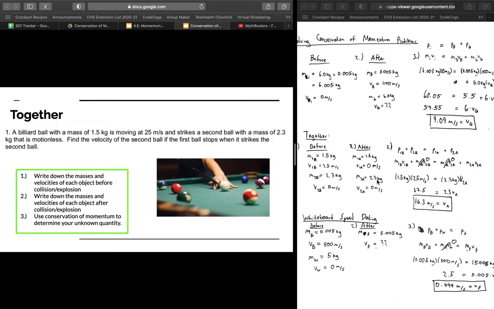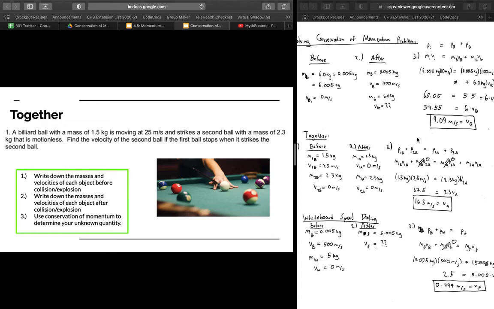Next, we have m2a equals 2.3 kilograms, and v2a equals 0 meters per second. So our second ball's mass after the collision is 2.3 kilograms, and its final velocity is actually going to be unknown. I have 0 meters per second here, but that is a mistake. That should be an unknown because that's what we're trying to find.